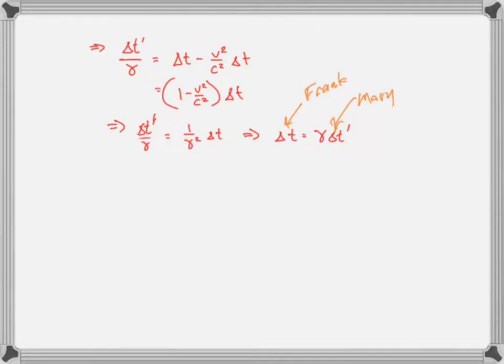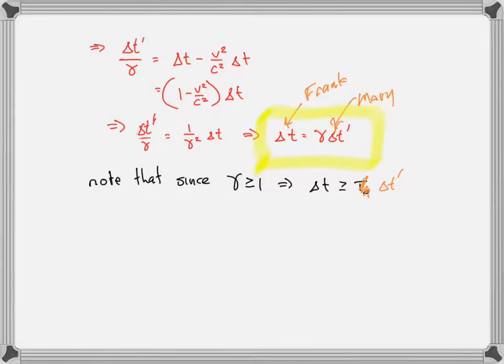So what can you say about the relationship between delta t and delta t prime? Notice gamma. Again, it comes back to what is the range of gamma? Well, we know that gamma is greater than or equal to 1. So what can you say about delta t versus delta t prime? You can say that delta t must be greater than or equal to delta t prime, since gamma is greater than or equal to 1.